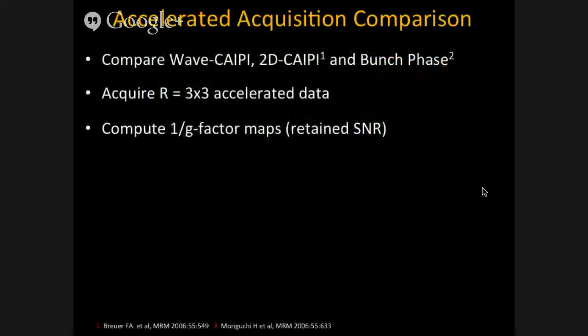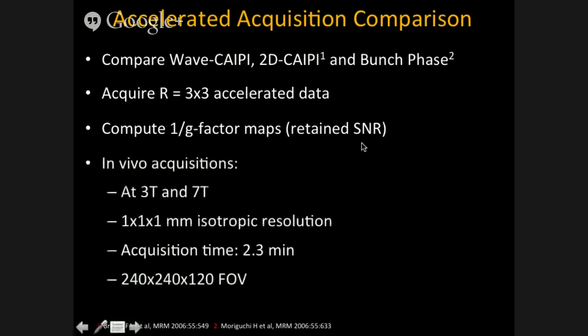So we also compared it to 2D CAIPI and bunched phase encoding. In this case, we acquired actually undersampled data by a factor of 9, and again computed retained SNR. Our data was again coming from 3T and 7T with 1 millimeter isotropic resolution, and this time the acquisition time was about 2.3 minutes for whole brain coverage.